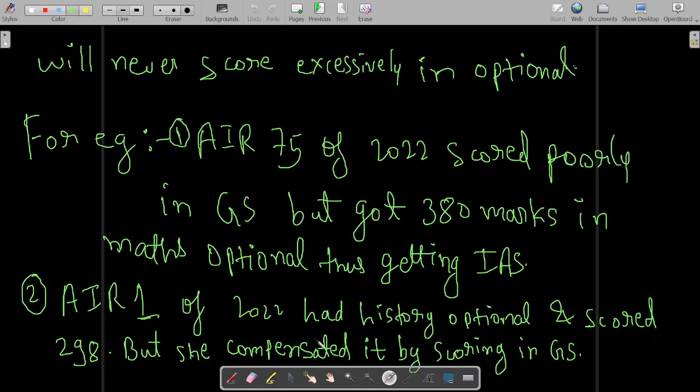But she compensated the loss in history optional. She had history as optional, so she could never score 380. It is beyond the capacity of a person having history optional to score 380. A person having history optional can never score 380 in UPSC. This is a proven fact. So she scored 298, which is an average score as far as optionals are concerned, but she compensated by scoring excessively in GS. So every optional has a level playing field in UPSC.